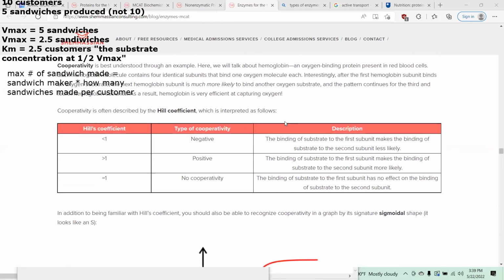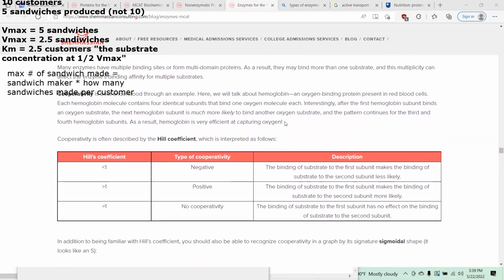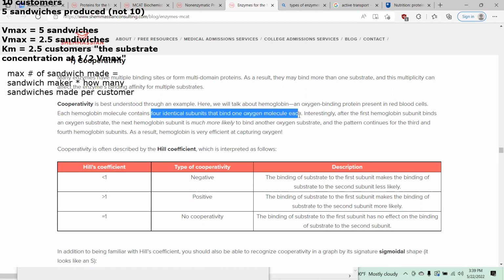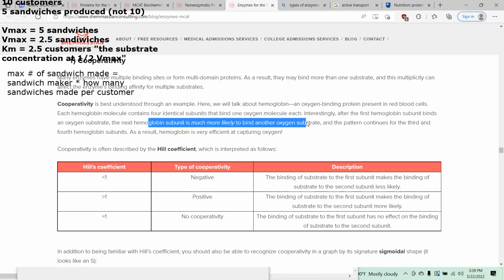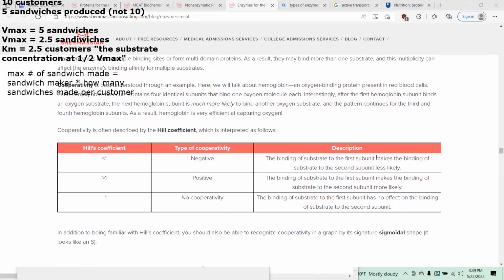Cooperativity. Okay, so we talked about how some proteins have more than one subunit, like hemoglobin. Hemoglobin has 4 subunits, and each of them binds one molecule. The interesting thing is that when one hemoglobin subunit binds an oxygen, it encourages the next subunit to bind another oxygen, and so on and so forth. So that makes hemoglobin very, very good at picking up oxygen, which makes sense. If you pick up one oxygen, there's probably much more oxygen to pick up.